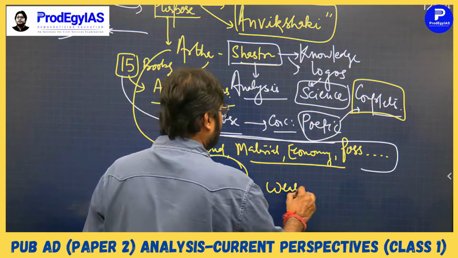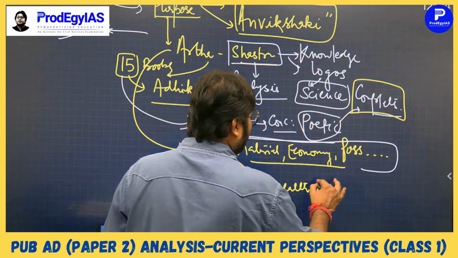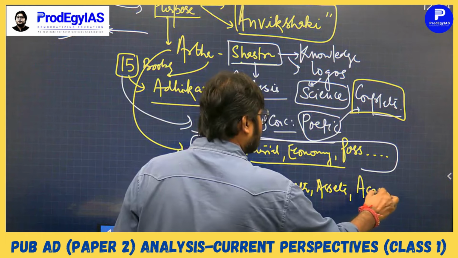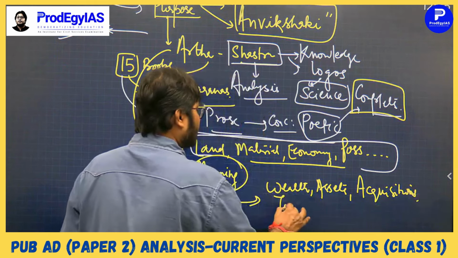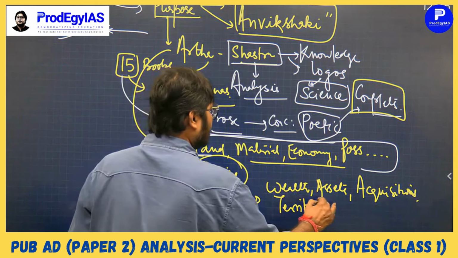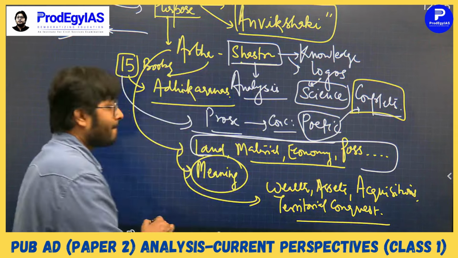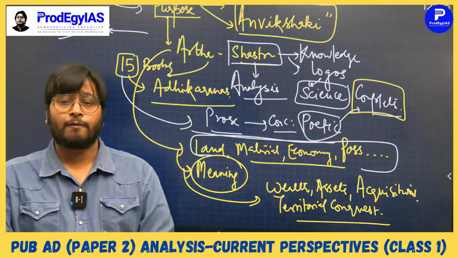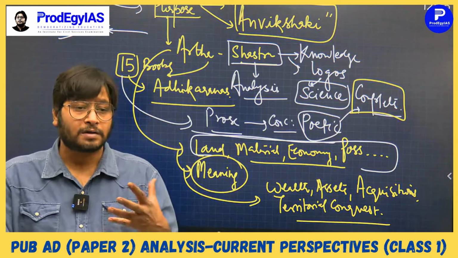Wealth ho, right? Assets ho, acquisitions ho, territorial conquest ho, sorry. That was the actual nature of the state. The nature of the state was of being in perpetual war. Okay, that is the essence of Arthashastra.